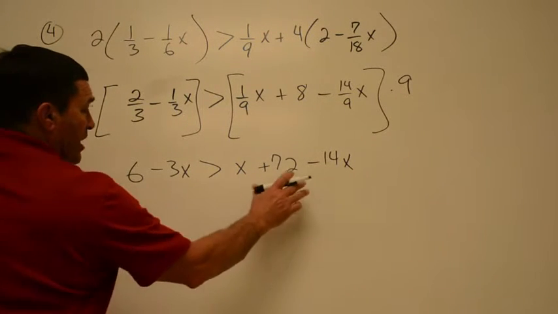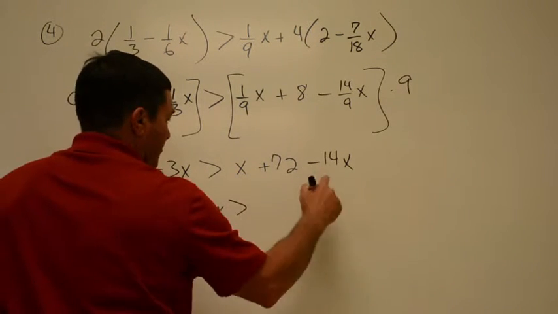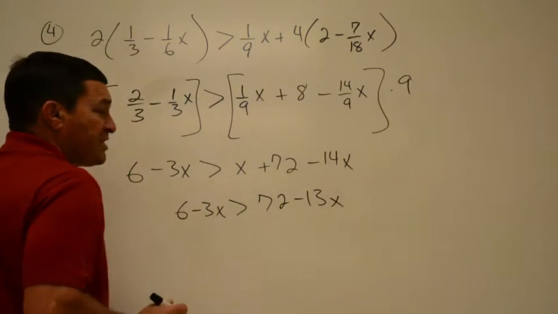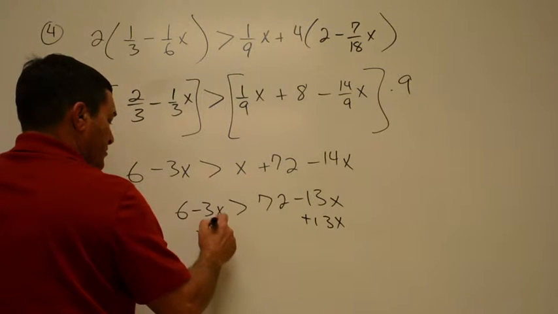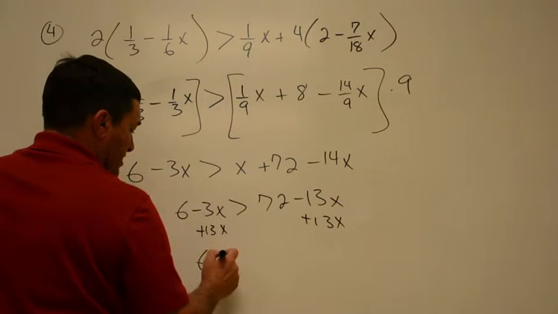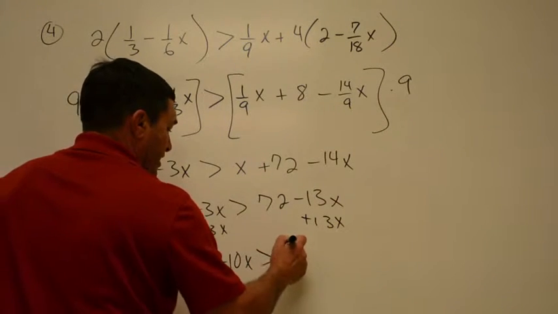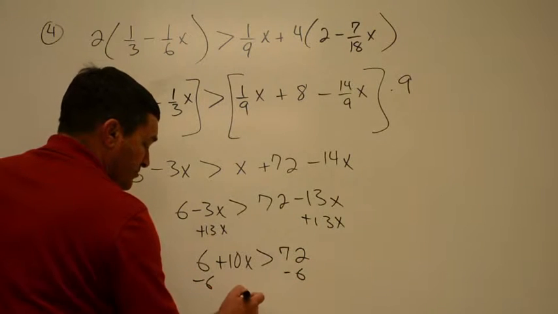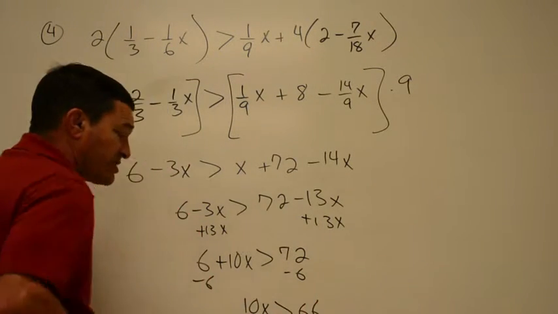Okay, let's combine our like terms on the right. X minus 14x would be 72 minus 13x. Add 13x to both sides. You have 6 plus 10x is greater than 72. Subtract 6 from both sides. You have 10x is greater than 66.